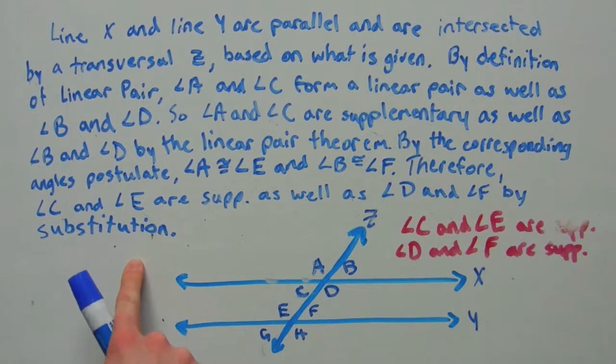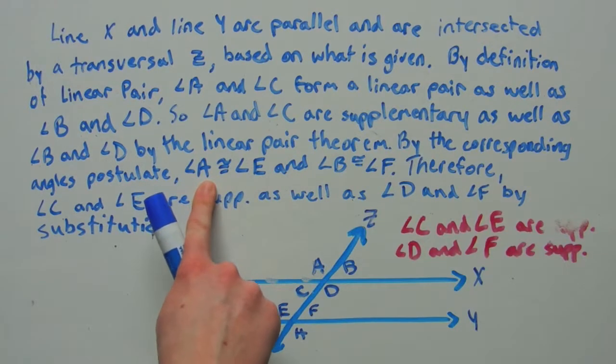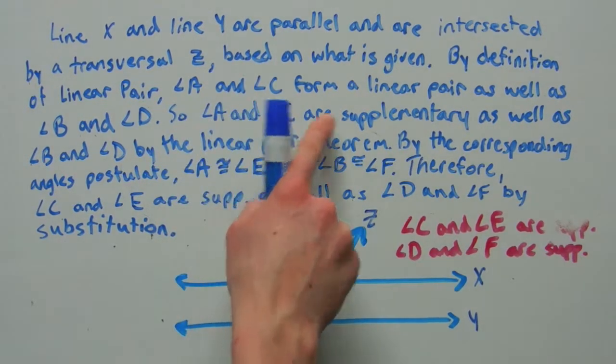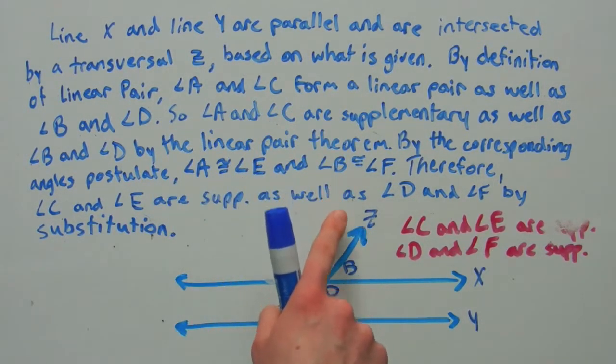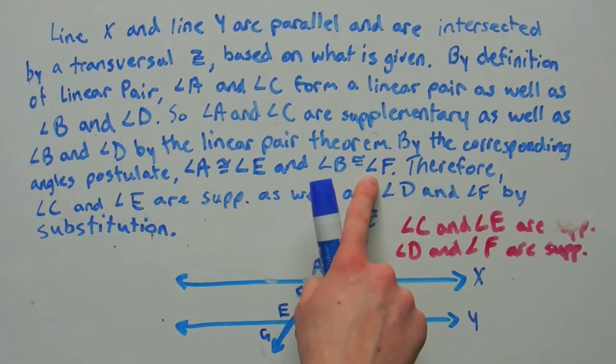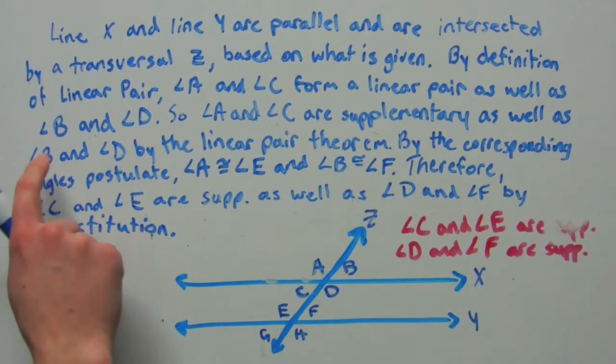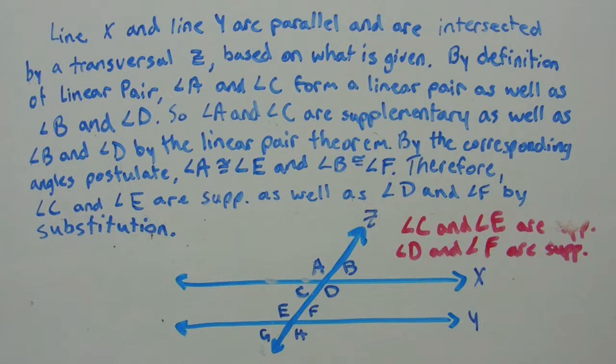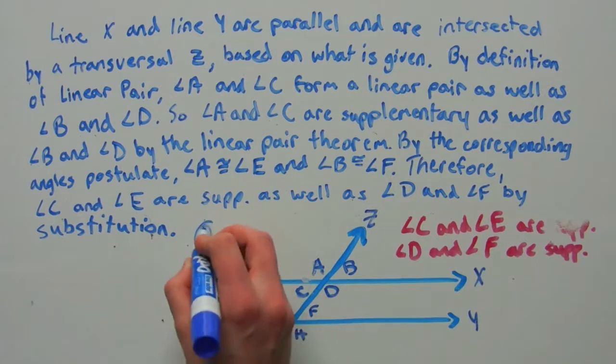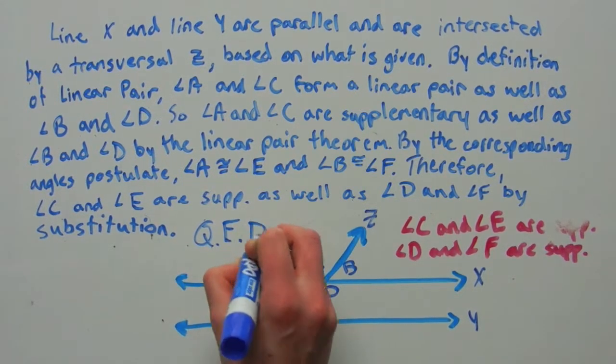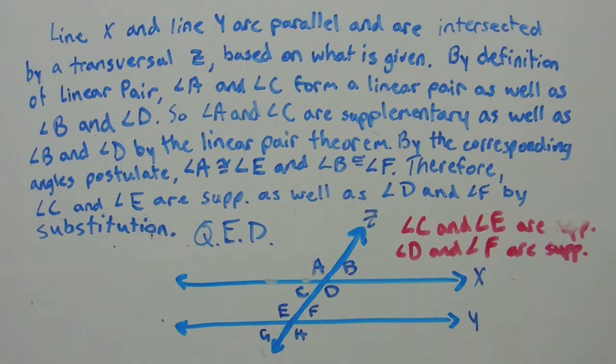Because if we were to substitute E in for A, we have that angle E and angle C are supplementary, and if we were to substitute angle F in for B, we have that angle F and angle D are supplementary. And that is what we needed to prove, that if given two parallel lines that are intersected by a transversal, then each pair of consecutive interior angles is supplementary.